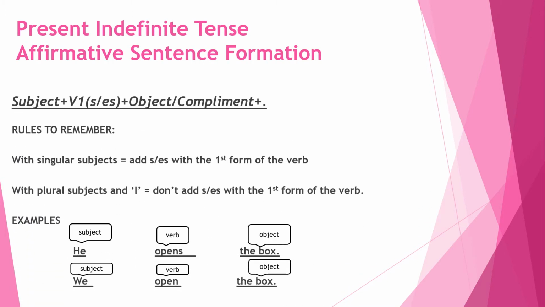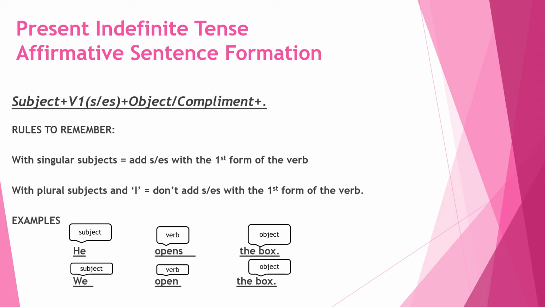So, here is the formula for affirmative sentence formation. See, first we put the subject in the sentence. I hope you know what the subject is. Okay, I tell you. Actually, the subject is a part of a sentence that contains the person or thing performing the action in a sentence. The subject may be singular as well as plural. It may be a name as well.